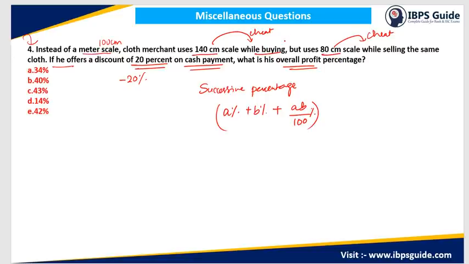ये जो प्रॉफिट यहाँ पे होगा, ओके, प्रॉफिट वाइल ही इज यूजिंग 140 सेंटीमीटर वाइल बाइंग एंड 80 सेंटीमीटर वाइल सेलिंग, यहाँ से प्रॉफिट मिल जाएगा. Now B is directly this is 20%. Okay, now I have to find this A value and then I will plug in the value of A and B here and I will get my answer.